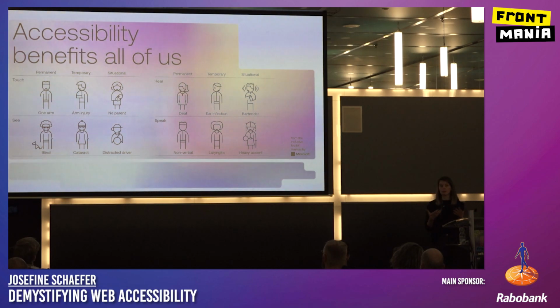Temporary would be maybe you have a broken arm or you lost your glasses. And situational would be maybe you are in a situation where you can't turn up the volume on your phone to watch a video, or maybe you are in bright sunlight. All of these are cases in which web accessibility is going to benefit you. Maybe also a slow internet connection, or you're working on a really small device, or if you ever try to put in the show that you want to watch on Netflix through a remote control on a smart TV, I mean, that's really tedious, right? So many different user groups, and accessibility is going to benefit all of us, essentially.